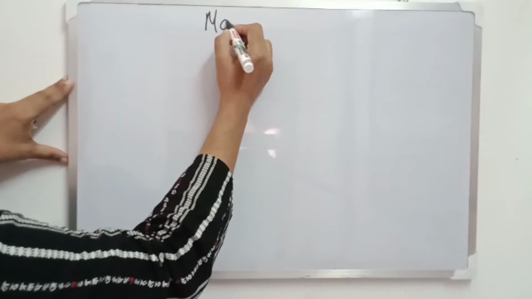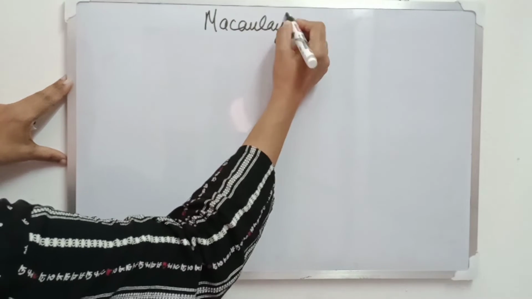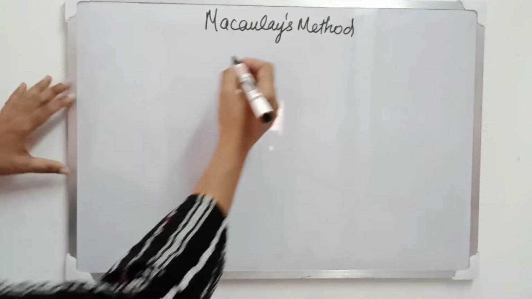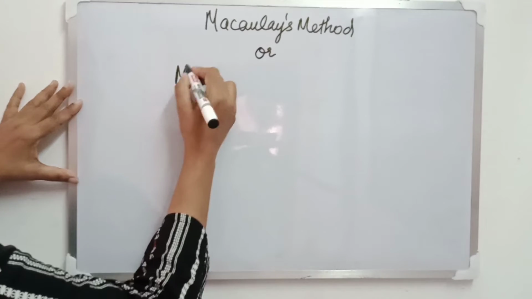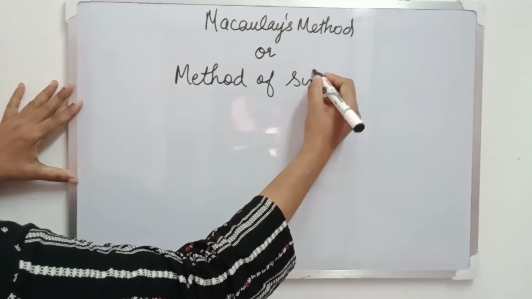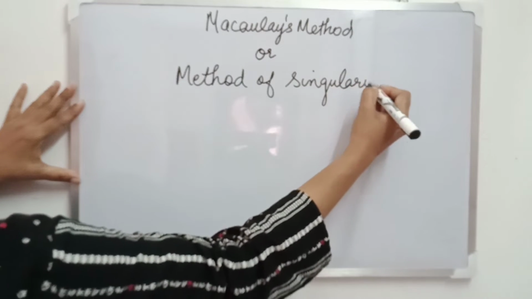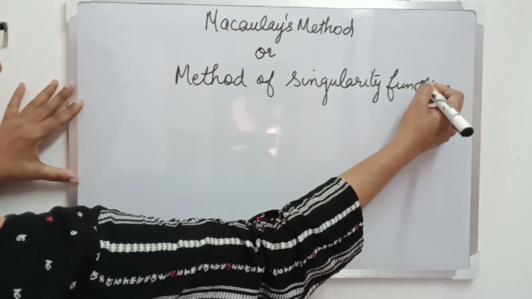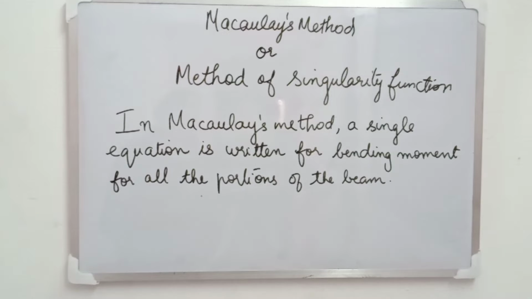Dear students, today let us see Macaulay's method. It is a method for finding the deflection of beams. It is also called method of singularity function. In order to find the deflection at any section of the beam, we need to know the bending moment at that section. So let's see what this Macaulay's method is.